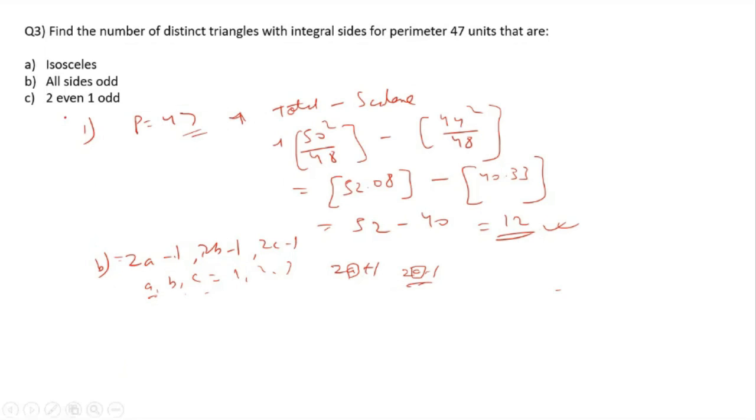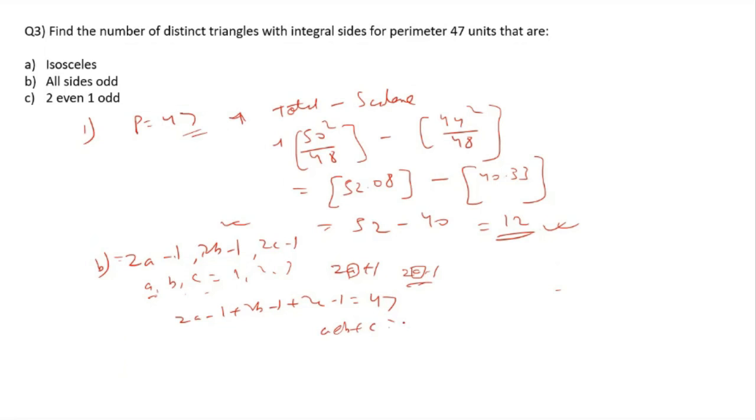So if all sides are odd, you have sides 2a minus 1, 2b minus 1, 2c minus 1. All even is pretty straightforward, like 2a, 2b, 2c, but all odd would be 2a minus 1, 2b minus 1, and 2c minus 1. Again, because we are willing to not start from 0. So the perimeter is 47 as given.